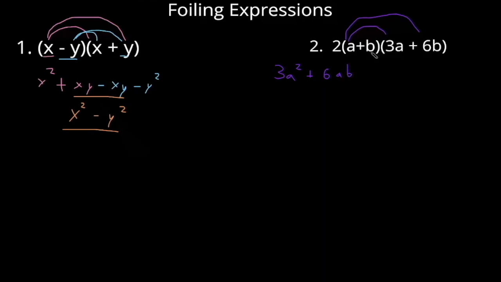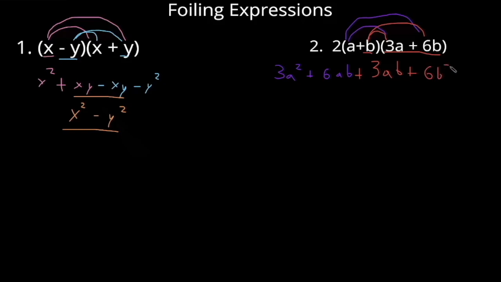For the second part, you would have to multiply the second number in the first parentheses by the entirety of the second parentheses. So how would you do that? You do b times 3a, and then you would also do b times 6b. So b times 3a is equal to plus 3ab, and then b times 6b is equal to 6b squared.